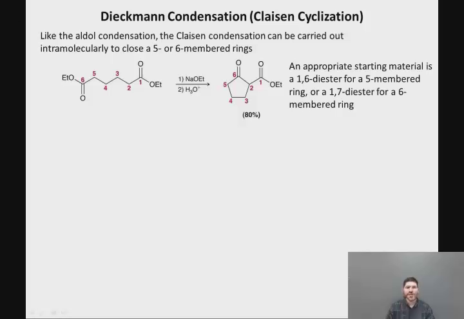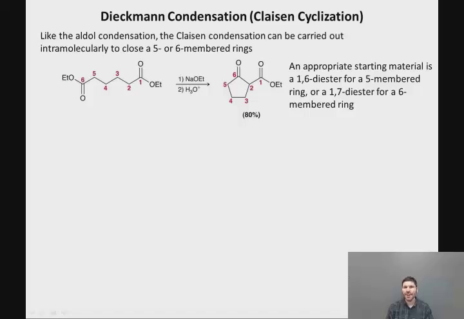Just like with the aldol condensation, the Claisen condensation can also be carried out intramolecularly, specifically to close a 5 or 6 membered ring. When the Claisen condensation is carried out intramolecularly, we have a different name for it, and we call it the Dieckmann condensation. Dieckmann was the first chemist to demonstrate the possibility to do the reaction this way.